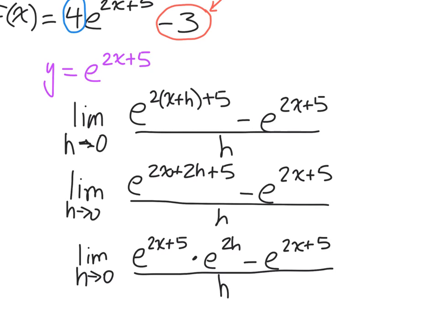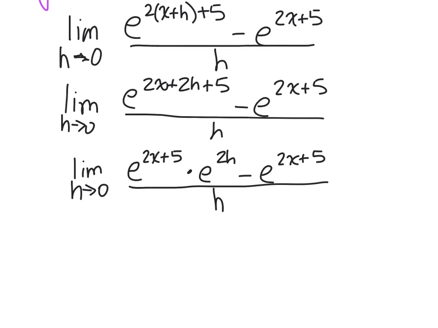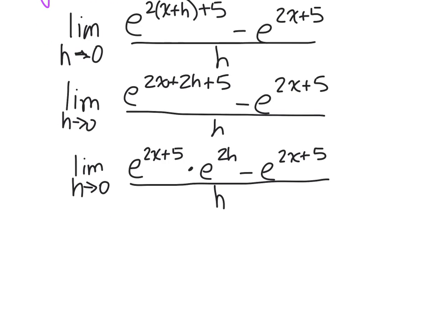There's an intermediate step you could show if you want: e to the 2x plus 5 plus 2h before breaking it off, but that's not necessary. Unless, if you think it's necessary, then it's necessary. Now I have a common e to the 2x plus 5 in my numerators. You'll notice that it does not contain an h. If an expression, a factor, does not contain an h, it doesn't need to be in the limit. So I'm going to pull it out of the whole thing.